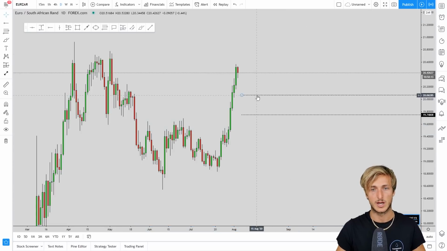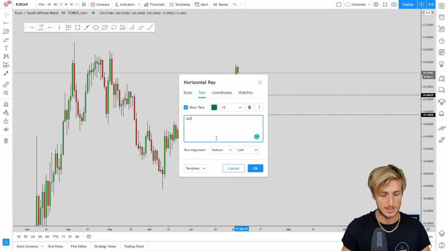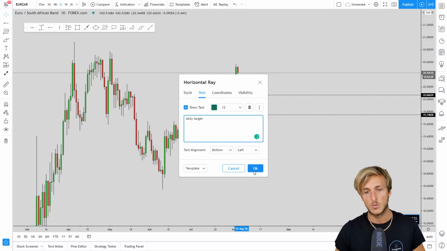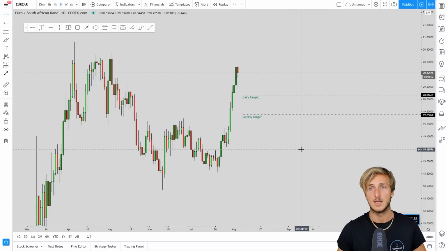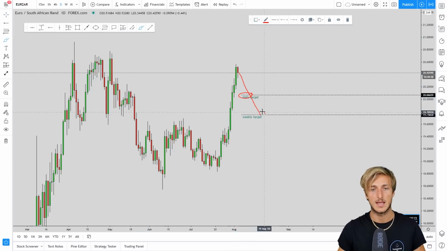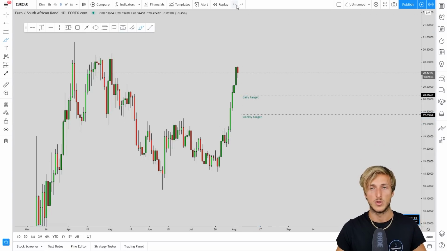So we have two possible targets. This one here is the daily target, and the one that we have here is our weekly target. So now we have two targets in mind, okay? And we expect the market first to reach our daily target and then to reach our weekly target to actually complete the W formation that we have on the weekly.